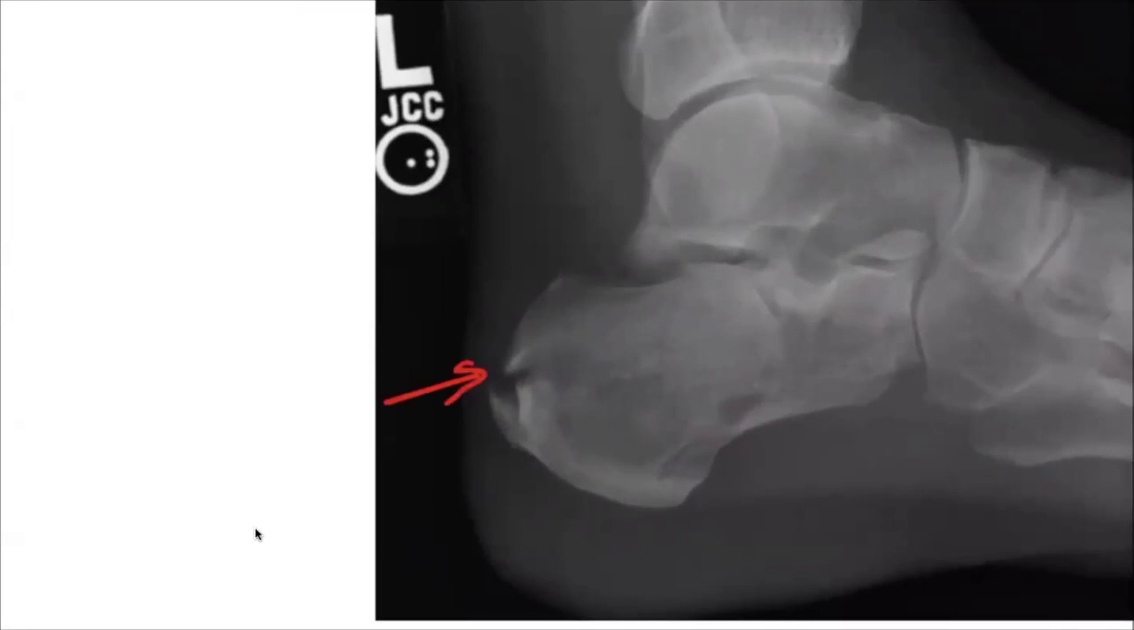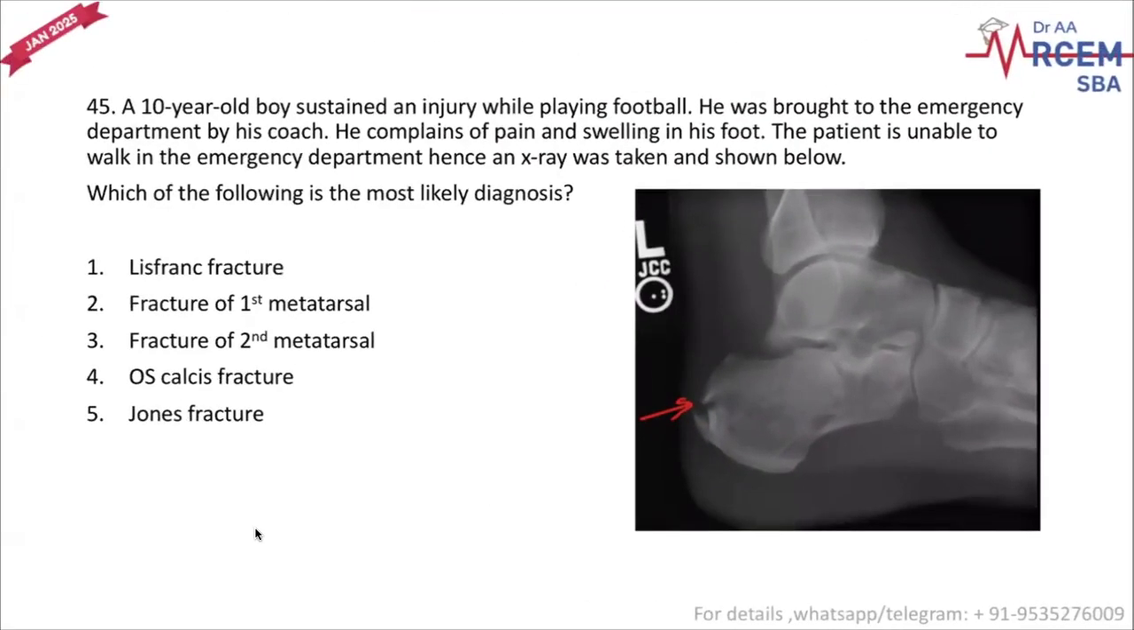This is a calcaneum fracture. This kind of fracture is also known as os calcis fracture. Okay, this is a new terminology I'm using here. Os calcis fracture. Remember, this is a calcaneum fracture itself.